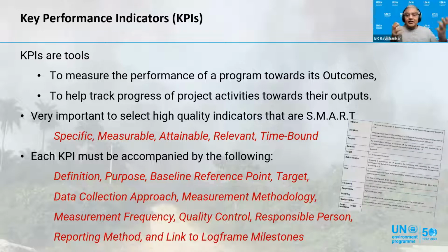If the KPI is not properly selected, and I see this all the time in various projects, in the beginning people are excited, and there's all kinds of hopeful thinking about project success. So sometimes we don't pay full attention to the details of KPIs, but later on, as the project starts rolling, it comes back to haunt us. So it's very important to select high quality indicators, which are SMART, as you probably have come across: specific, measurable, attainable, relevant, and time bound. Each KPI has a small box on the right side, not really legible here, that you should look at. It has all the details: the KPI, the definition, purpose, target, data collection approach, who is responsible, the measurement methodology, quality control, reporting method, all of those things. This is important to develop for KPIs.